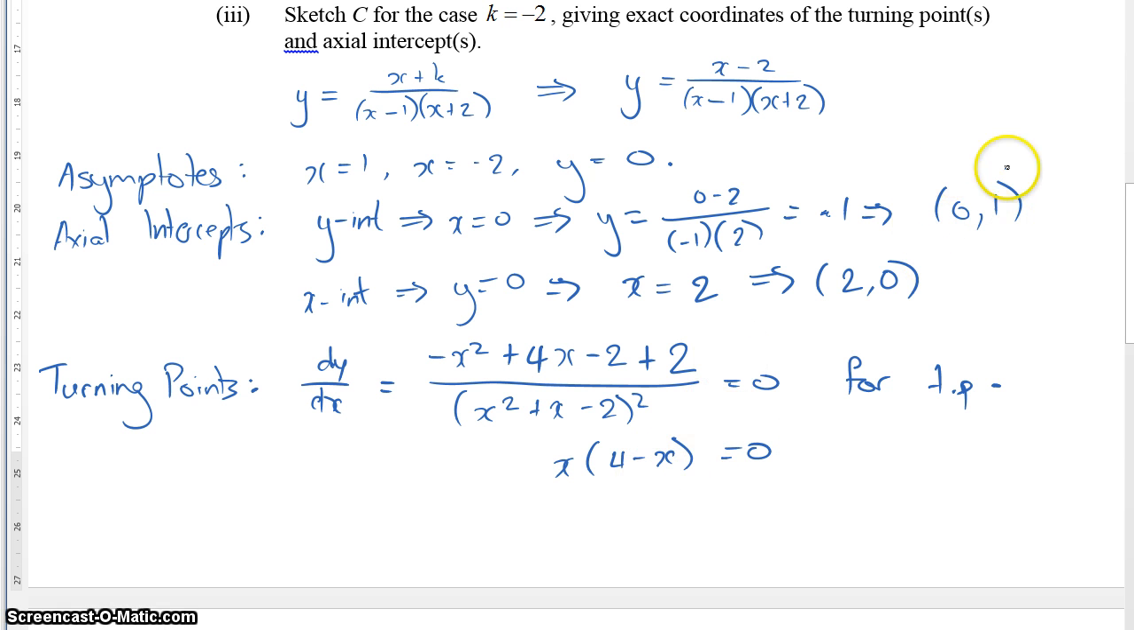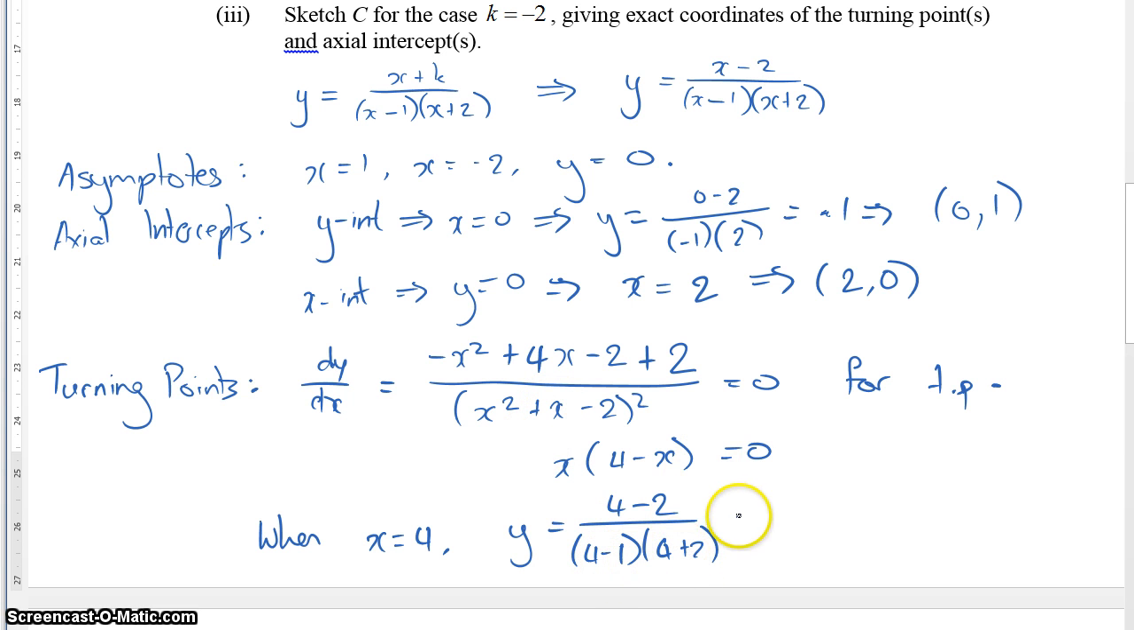Now when x equals to 0, y equals to 1. I've worked that out. That means that my y-intercept is also a turning point. What about when x equals to 4? Well, when x equals to 4, y equals to 4 minus 2 over 4 minus 1, 4 plus 2. So that's going to be 2 divided by 3 times 6. That's going to be 1 over 9. So our turning points are going to be 0, 1, and 4, 1 over 9.